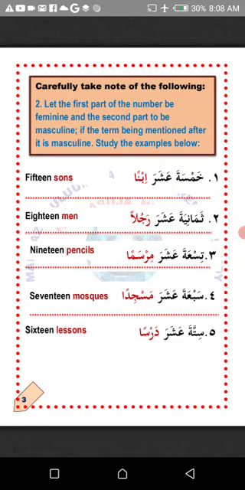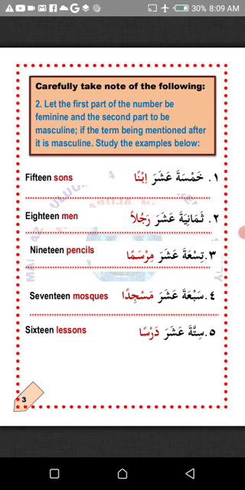Rule number 2. In case what is being counted is mudhakkar, that is masculine, the first part of the number will now be stated as mu'annath, while the second part will now be stated as mudhakkar. If what is being counted, the term that is being mentioned after the number, is masculine, the first part of the number will be feminine, while the second part will be masculine. La'alaka fahimt? I hope you understand.